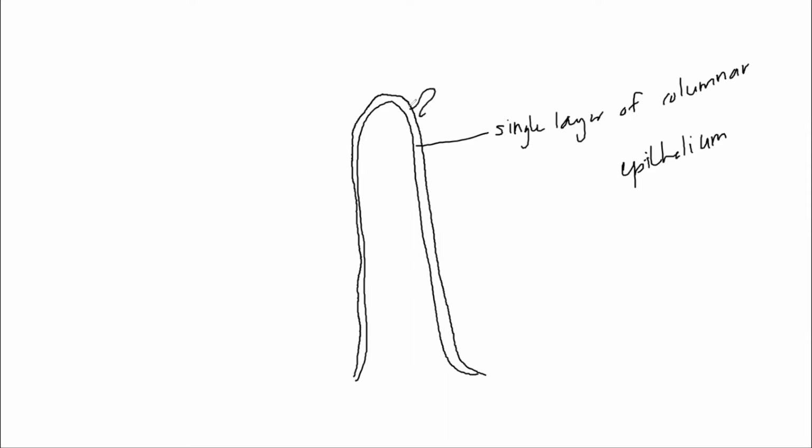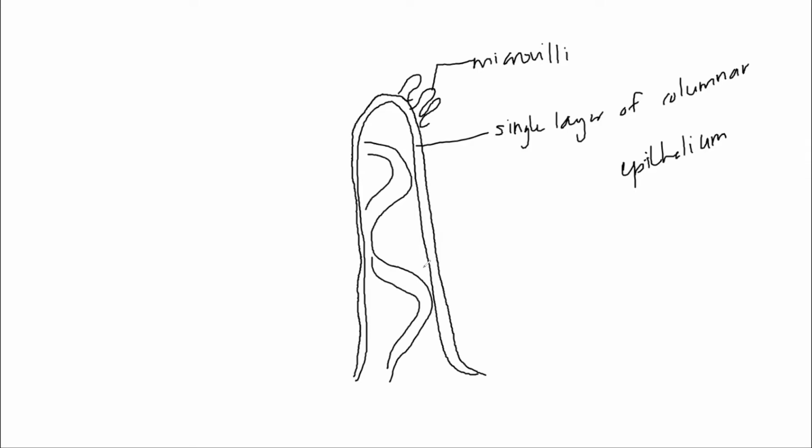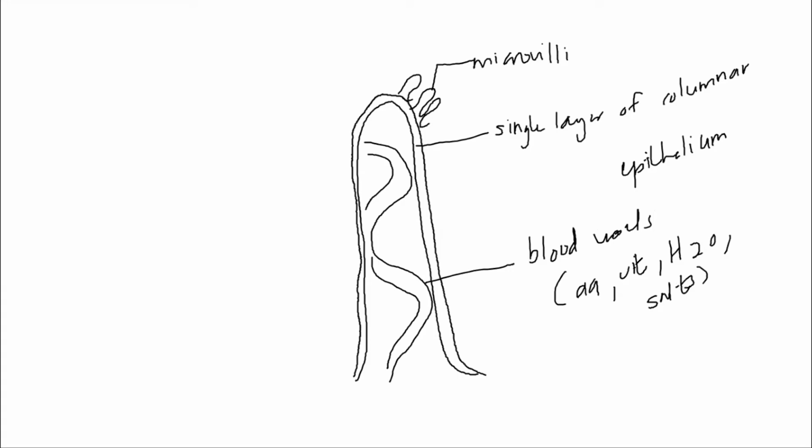And then on the villus, you also have microvilli that also increase surface area, so more nutrients are absorbed. And then you have these structures like this. And these are your blood capillaries or your blood vessels. This is where your amino acids, your vitamins, your water, your salts, and your glucose are small enough to enter the blood vessel.